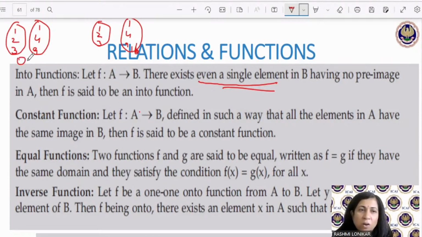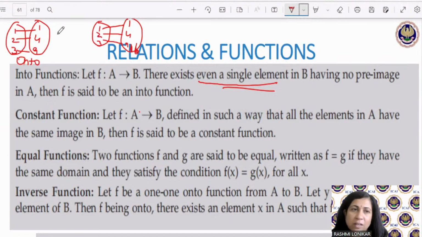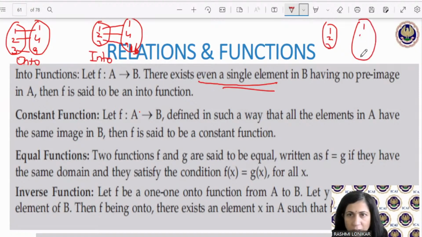Now this is onto. Why? Because 1 square is 1, 2 square is 4, 3 square is 9. But there is 16, this element 16 which does not have a square root in the given set. So this is onto and this is into. There is at least a single element in B which does not have a pre-image. This is 1, 2, 3, and here I am showing you 1, 4, 9, and 16.